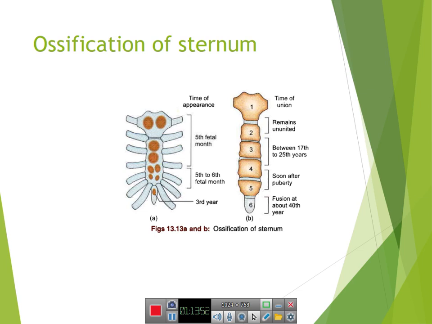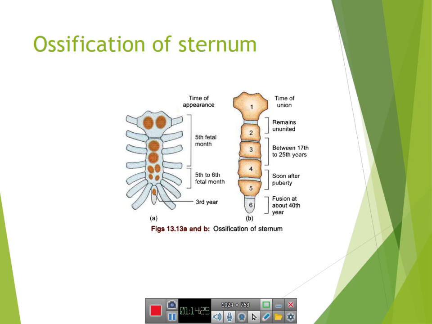First and second sternebrae ossify from one center, appearing in 5 fetal months. Third and fourth sternebrae ossify from paired centers, which appear in 5 and 6 months. These fuse with each other from below upwards during puberty. Fusion is complete by 25 years of age.